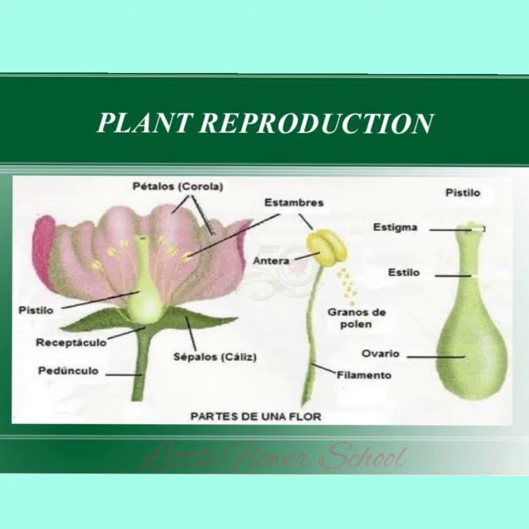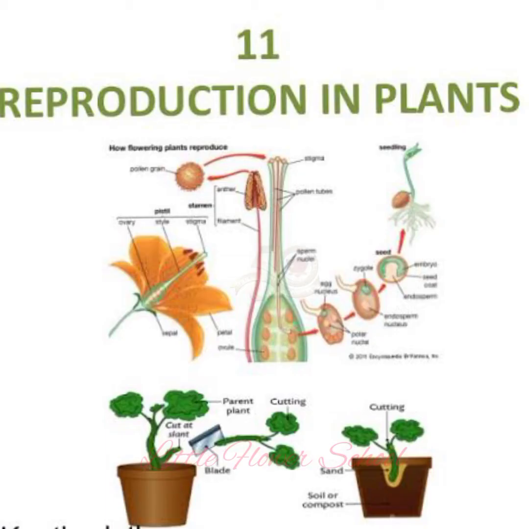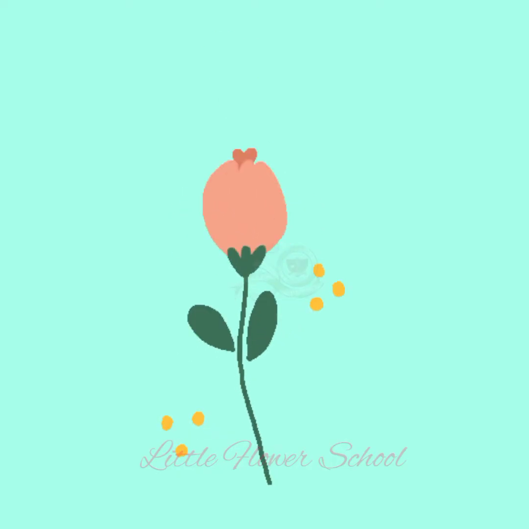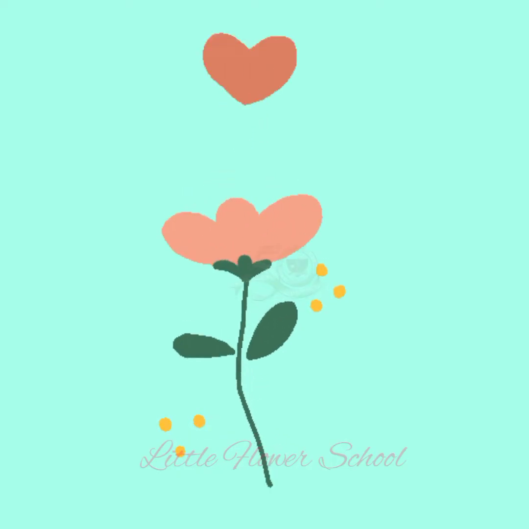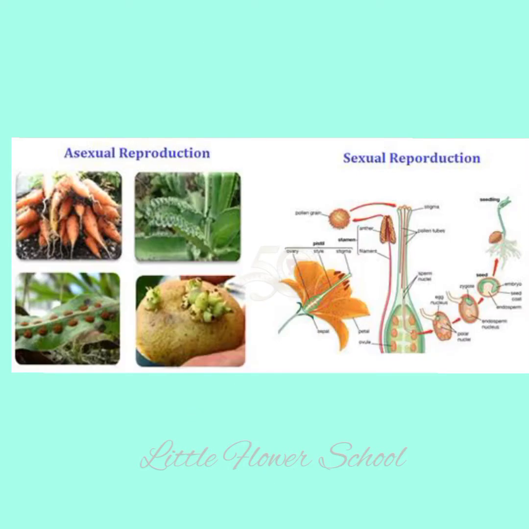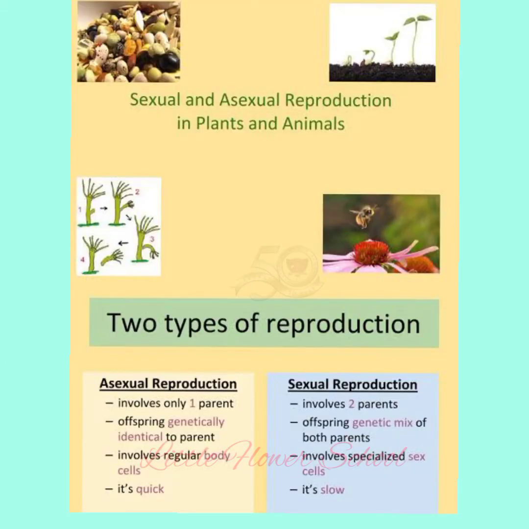First, we'll learn about reproduction in plants. Reproduction is a process by which new individuals of the same species are produced. Both plants and animals reproduce. The flowers perform the function of reproduction in plants. There are two kinds of reproduction that take place in plants, namely sexual reproduction and asexual reproduction. In sexual reproduction, new plants emerge from seeds. In asexual reproduction, new plants are produced from roots, leaves, stems and buds.